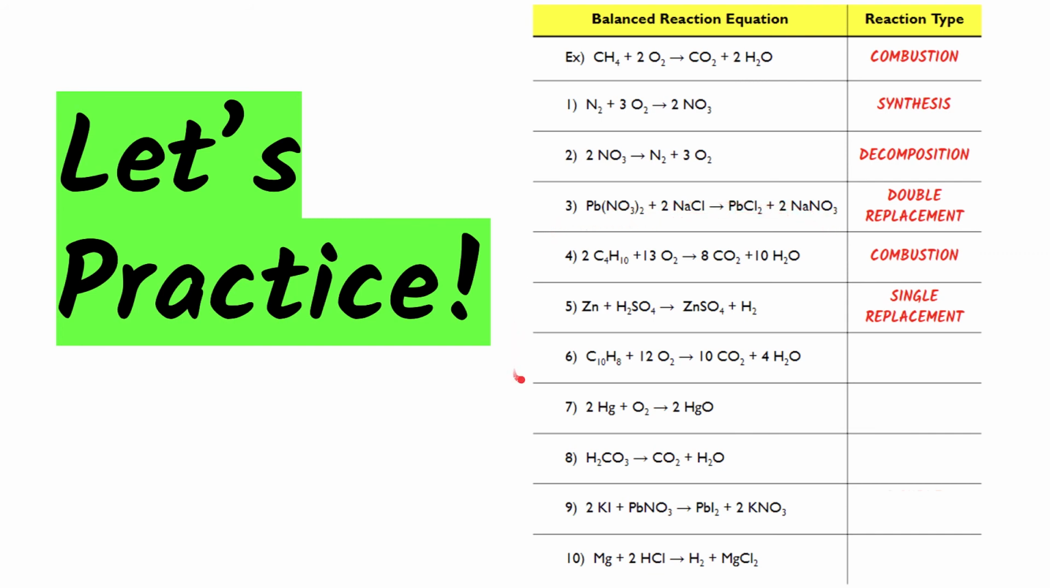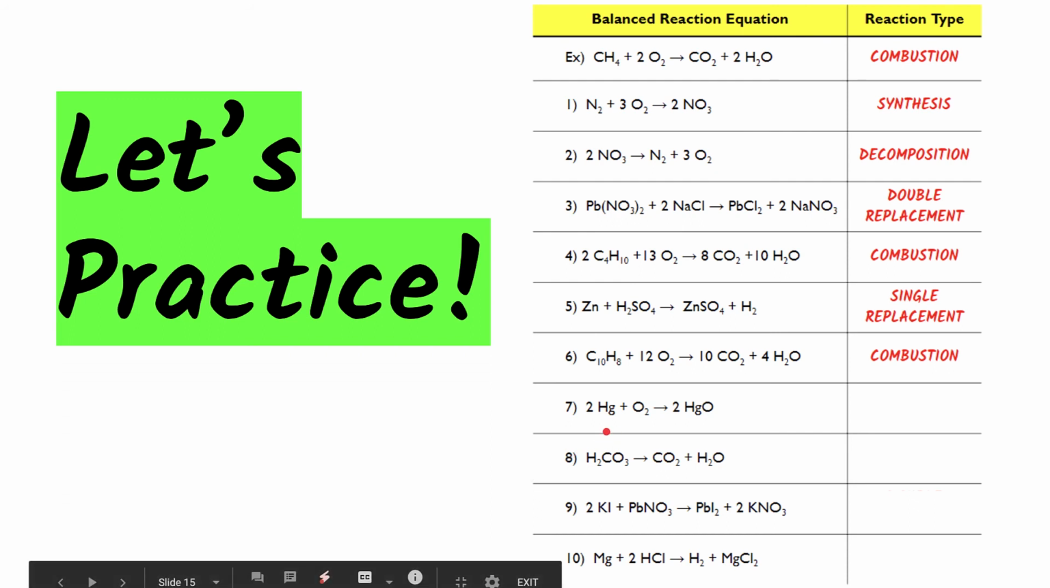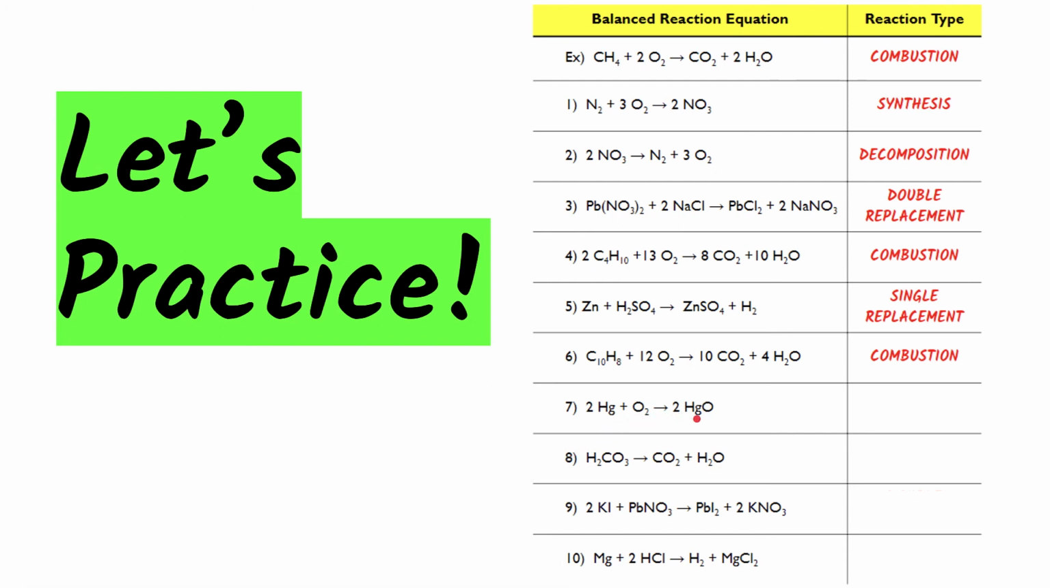Number 6, notice how much number 6 looks like number 4? That's not a coincidence, right? CO2 plus H2O is my products, O2 plus some number of carbons, some number of hydrogens. That is a combustion reaction. Question number 7. Hg plus O2 reacts to form 2HgO. So I have 2 separate substances, 2 elements, right? Hg by itself, mercury by itself, plus oxygen by itself, making one compound. This is a synthesis reaction. There's a plus sign on the reactant side, no plus sign on the product side.